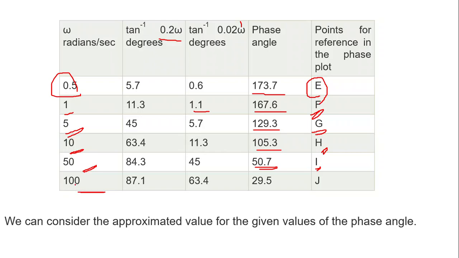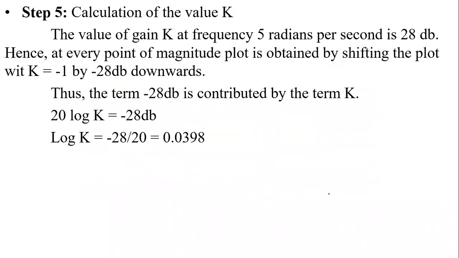At last we consider omega value 100. We substitute in the denominator tan inverse of 0.2 into 100, and we get a value of 87.1. After that we substitute 100 in place of omega in tan inverse of 0.02 omega. The corresponding phase angle we get is 29.5. So omega equal to 100 is plotted in the similar graph and marked as alphabet capital J. So these are all the phase angles for the different values of frequencies.